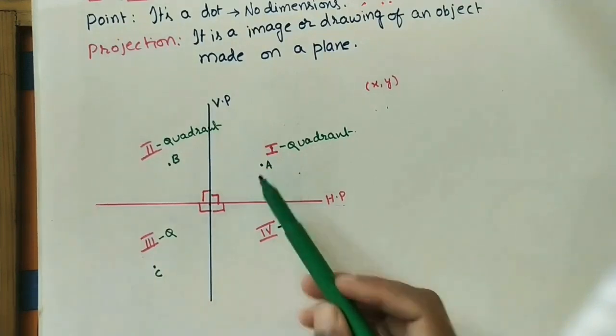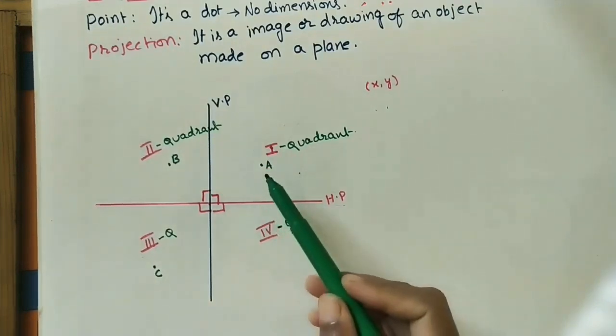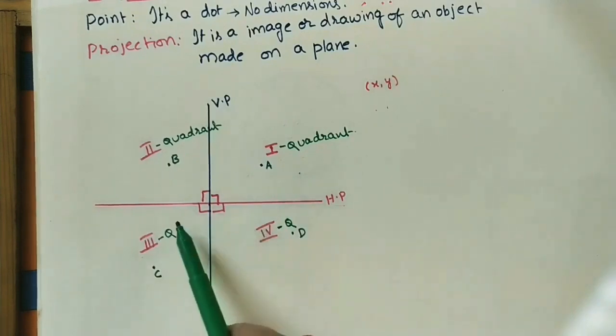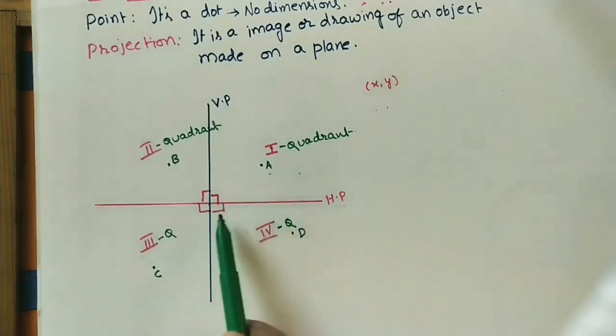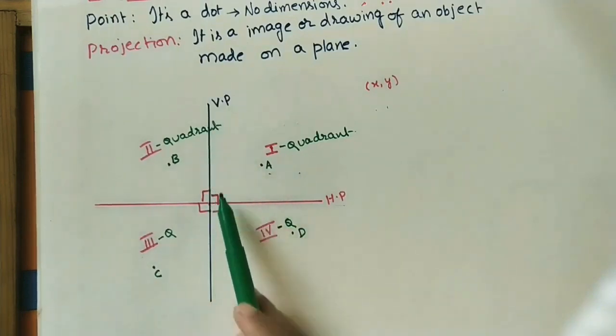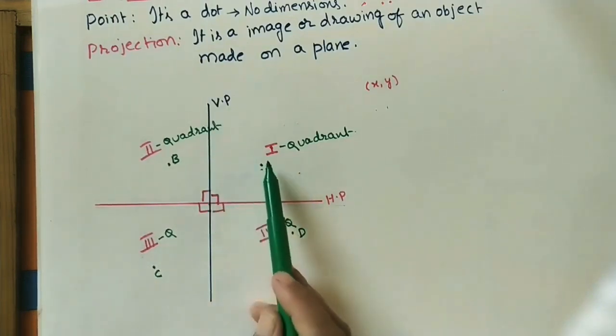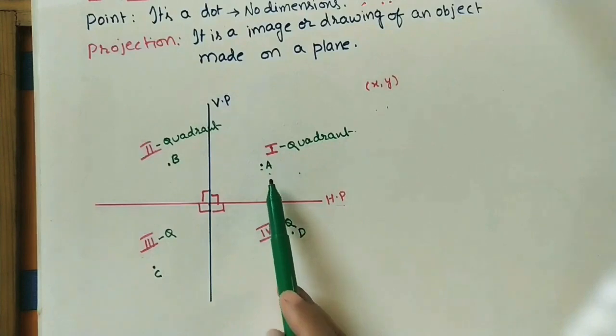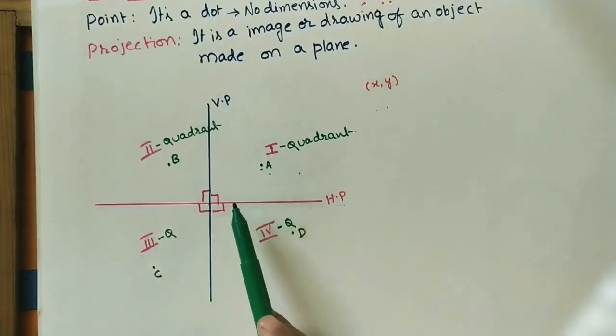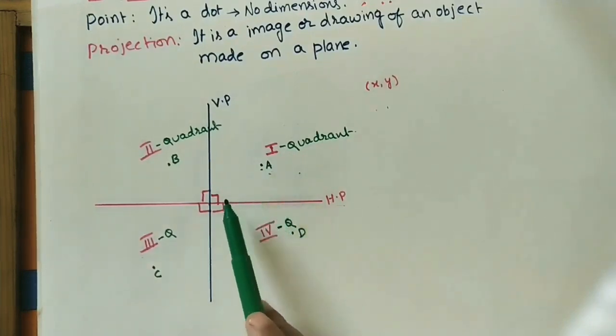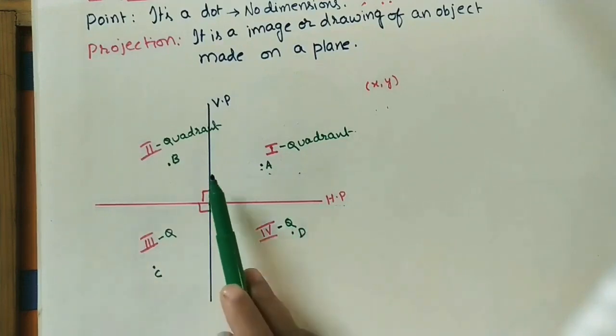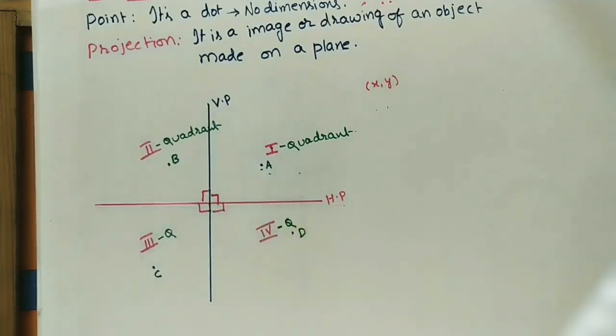Initially, I am taking point A. How to define the position of point A? Is it above the horizontal plane? Yes, it is above the horizontal plane. Is it in front of the vertical plane? Yes, it is in front of the vertical plane. So to locate point A, we have to say point A is situated above the horizontal plane and in front of the vertical plane.